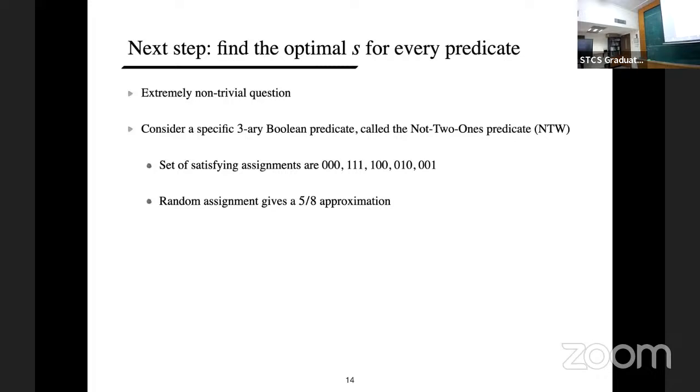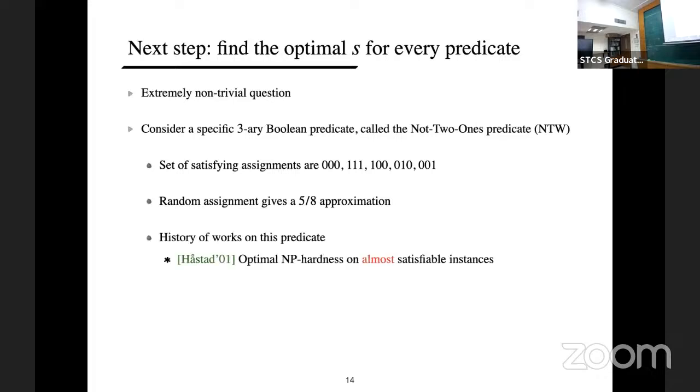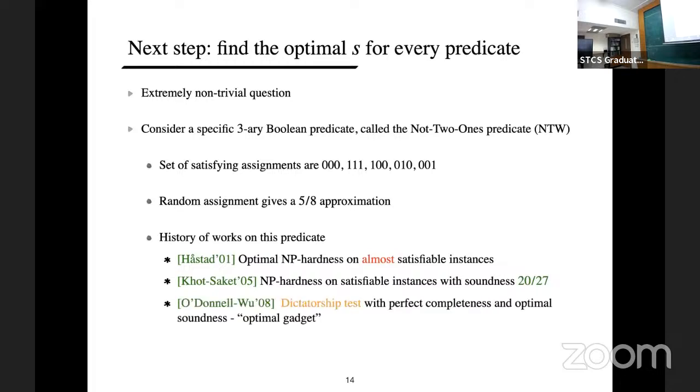Okay. So just the history of what happened for this predicate: the random assignment gives 5/8, right? Same argument as 3-SAT, because there are 5 accepting assignments out of 8. And the optimal NP-hardness on almost satisfiable instances was again shown by Håstad in the same paper where he showed the 3-SAT hardness. But for satisfiable instances, the S value for this predicate was proved to be at most 20/27.